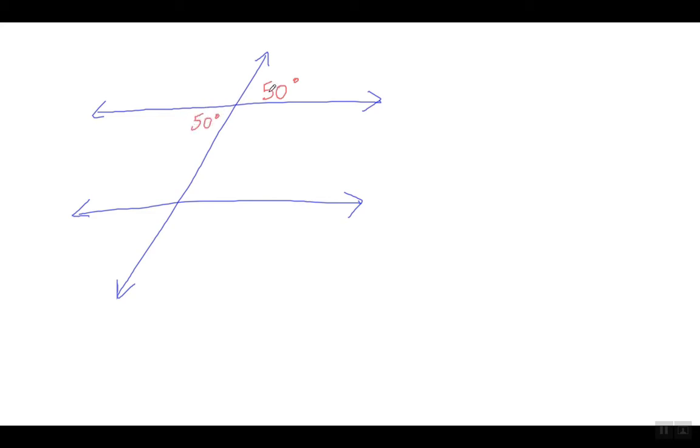Okay? Estos dos ángulos son verticales. Y ya sabemos que ángulos verticales tienen que tener la misma medida. Así que si este es 50, esta también tiene que ser 50. Alright, next step. Right here, what do you call this? That's a straight line.